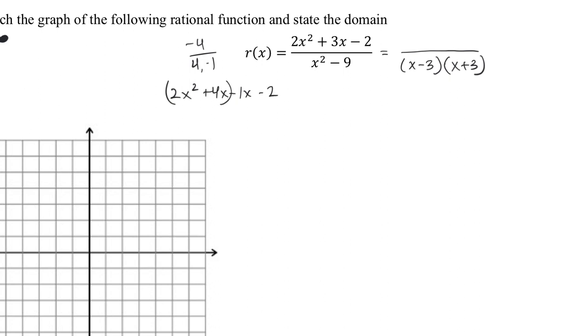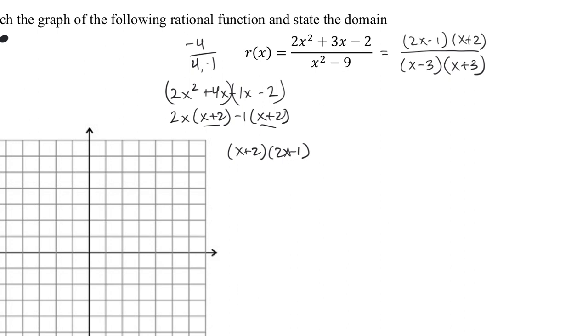So group the first two terms together, you can factor out a 2x, that leaves the x plus 2. And then when you group those next two terms together, you can factor out a negative 1, that also leaves you an x plus 2. So you have an x plus 2 in common, so you can factor out an x plus 2, which leaves you a 2x minus 1. So that factors into 2x minus 1 and x plus 2.